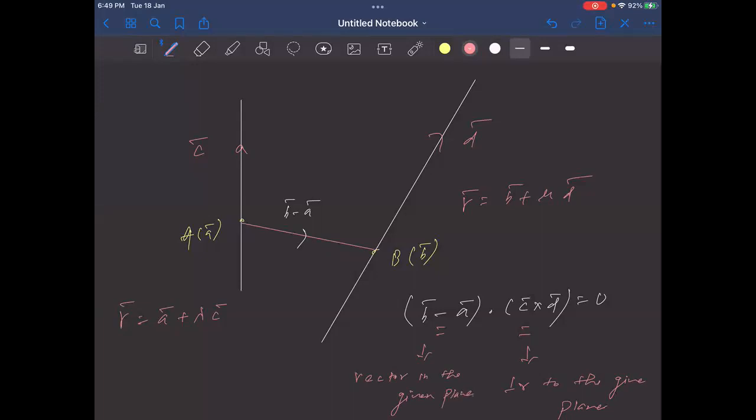In short, we can say that the STP of B minus A vector, C vector, D should be equal to 0. Correct? If its STP is 0, then the lines are coplanar, they'll intersect. If STP is non-zero, it means lines are not coplanar. Can I say that, everyone? Yes, sir. Clear. Is it clear?